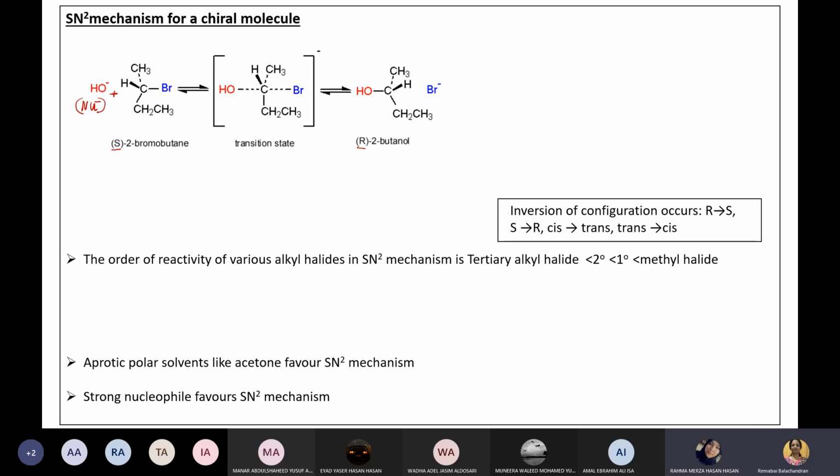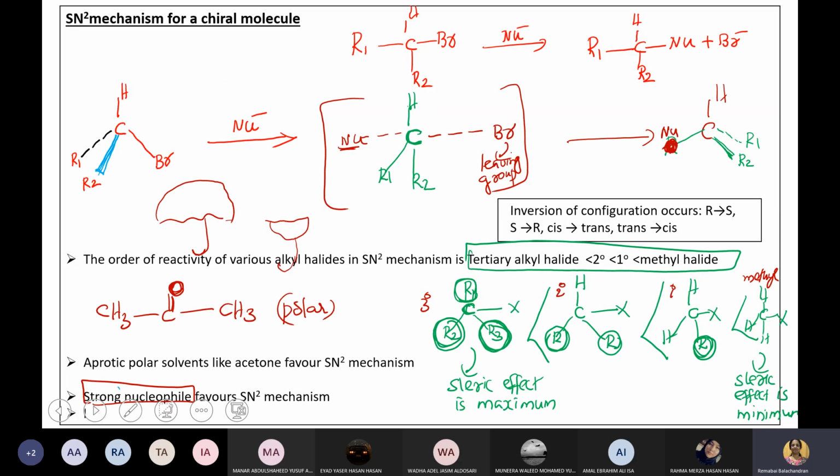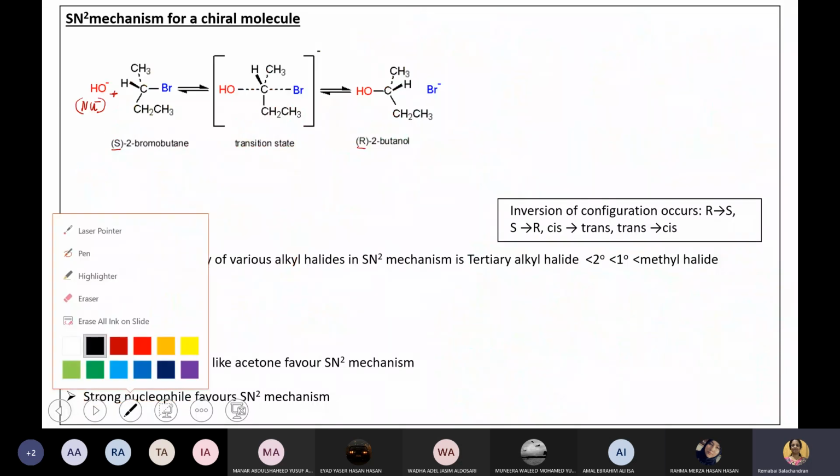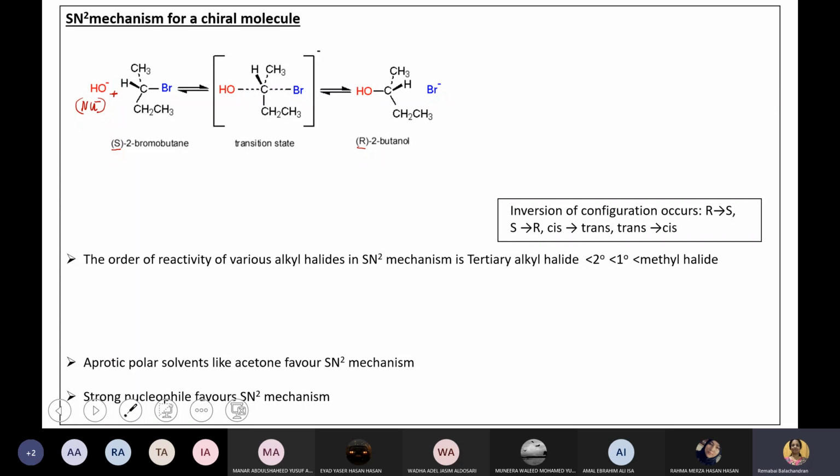Yes, doctor. Okay, so now what happens over here is, this is applicable only for chiral molecules. You know what a chiral molecule is? If it is attached to 4 different groups. All my students are here in the class now, right? This is for a chiral molecule.